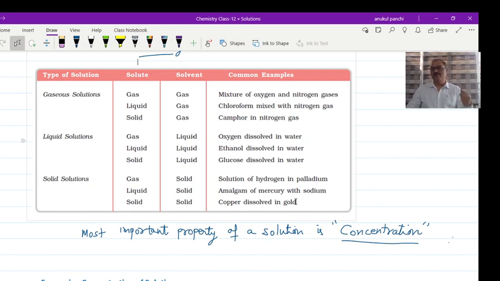Now let us talk about the most important property of a solution. For example, when we see a solid, what do we see first? Its size, its shape. So size, shape, mass, these are the measurable, important properties for a solid.